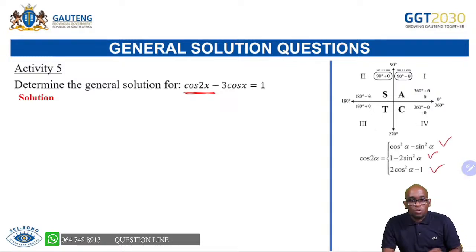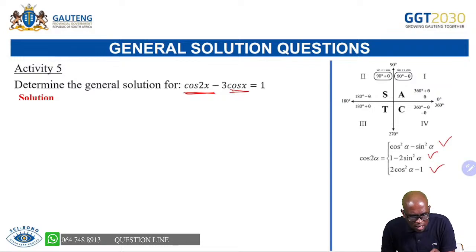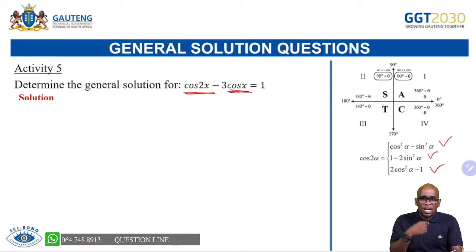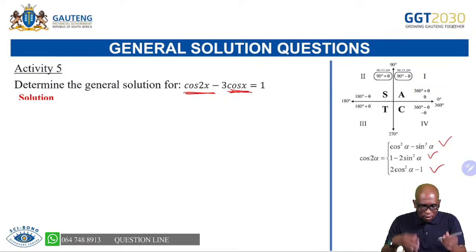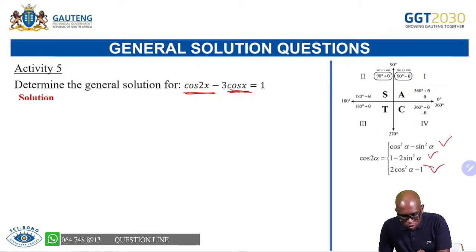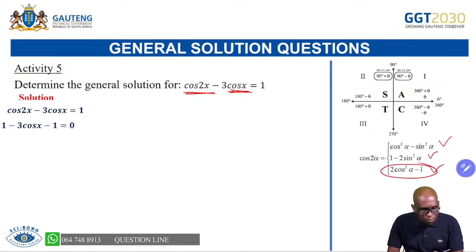1, 2, 3. We need to choose one. What would advise us, or what would actually lead us into choosing the correct one? We check this term. It's the cosine of x. So we will choose one that is written in terms of cos only, because we want to factorize. So we will choose this one. So we go with that problem.